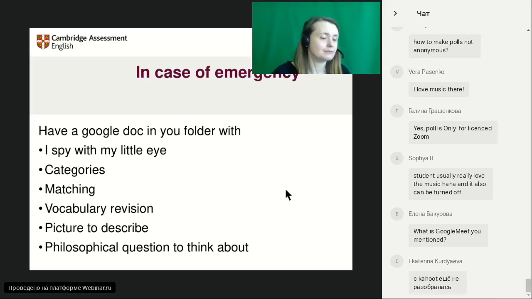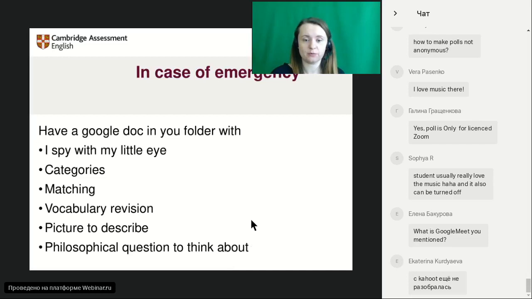Okay. My ideas for the emergency. So I usually, as I've mentioned, have something in my Google Doc. It can be 1 or 2 activities. Usually it's 1, which I choose for some lesson. It's at the stage of planning.